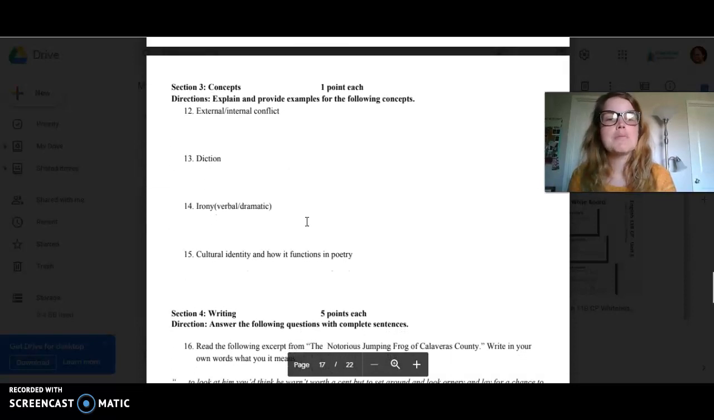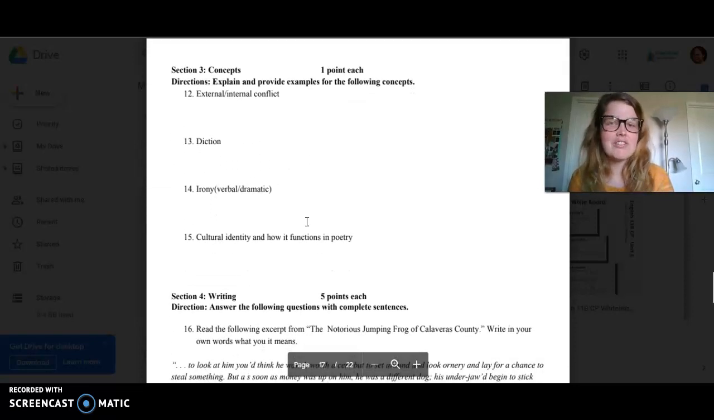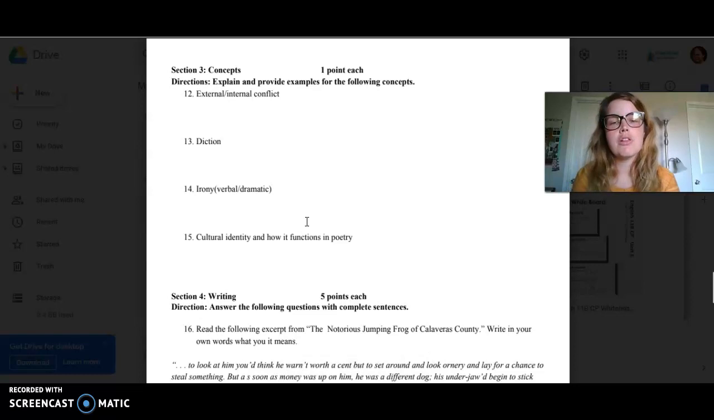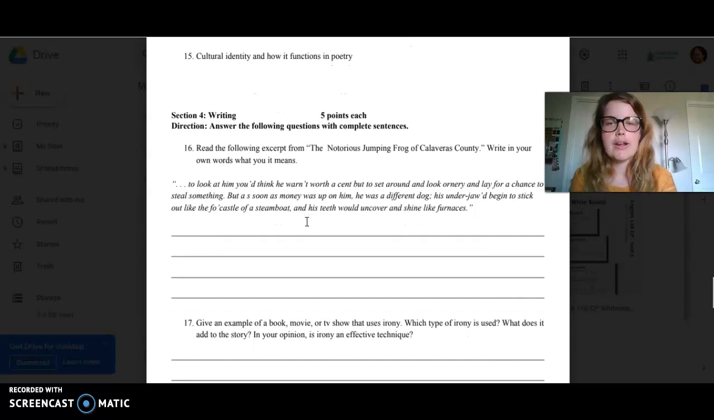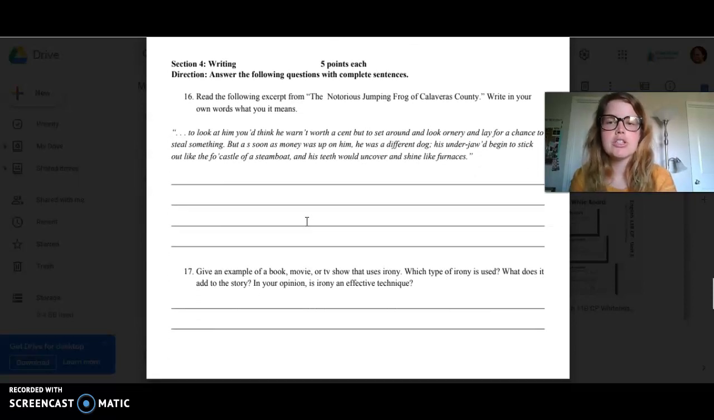Number 3, explain. So give me like a definition kind of, and provide examples for the following concepts. So internal versus external conflict, diction, irony and verbal and dramatic irony, cultural identity, and how it functions in poetry. The last section is the writing section, and those are 5 points each.